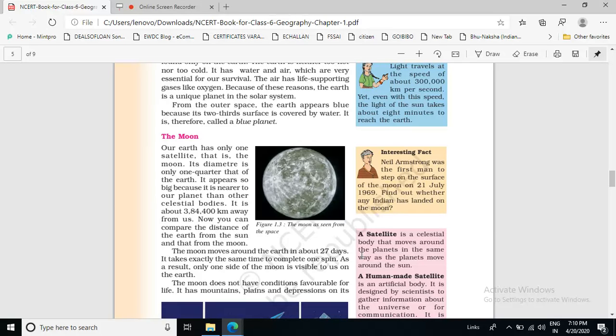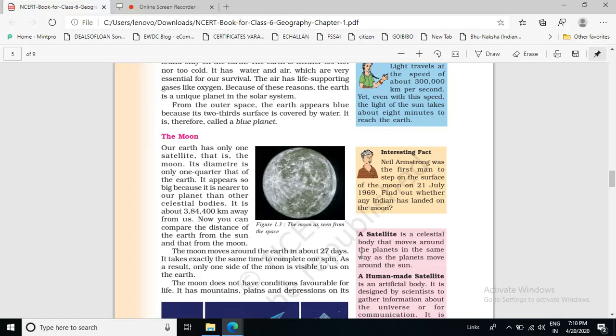Okay. Now, another thing you must know about the moon, that the moon moves around the earth. You know this? I have told you that the moon moves around the earth. Now, how many days are taken by the moon to complete one round around the earth?